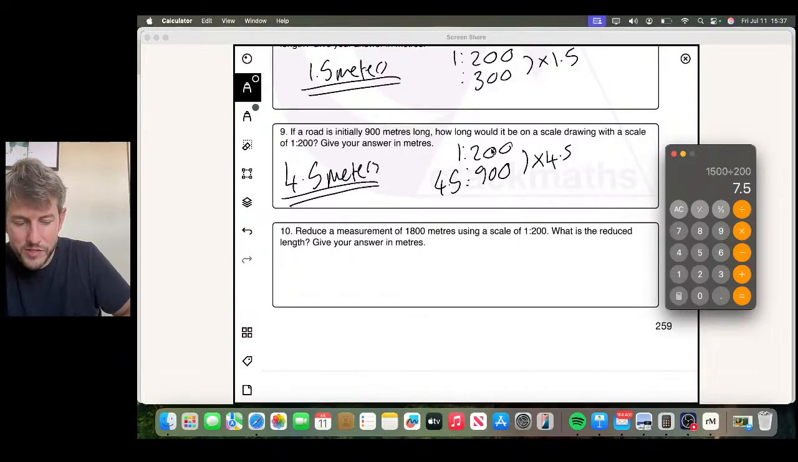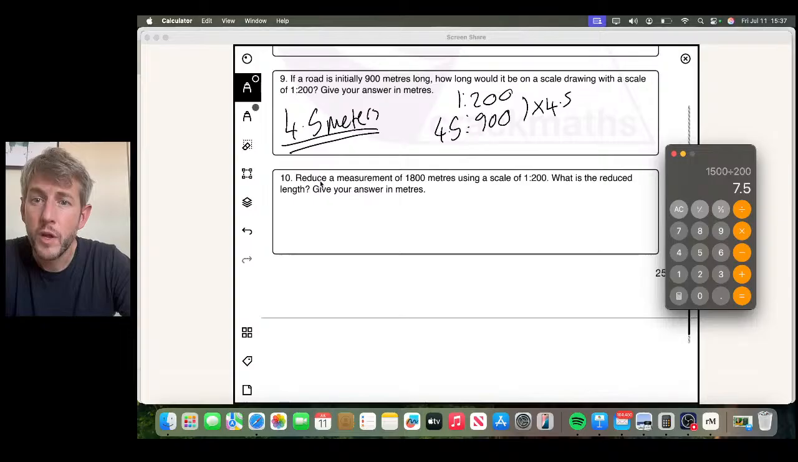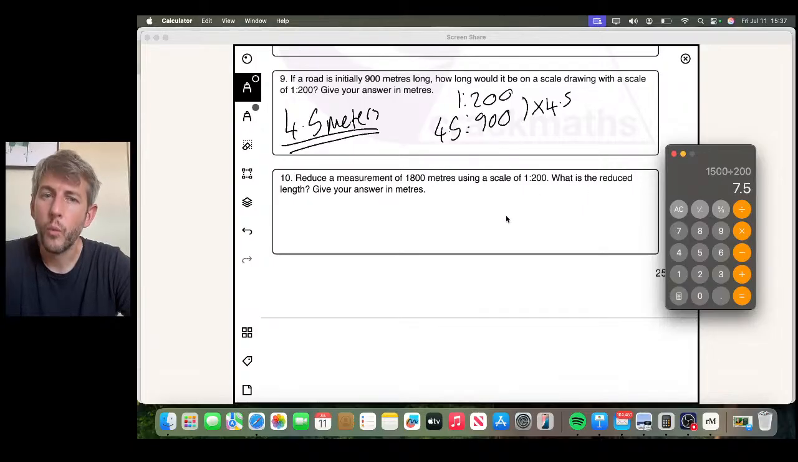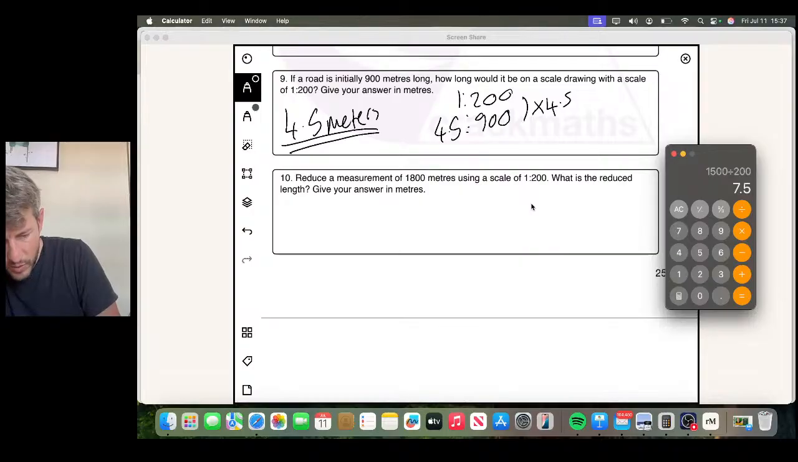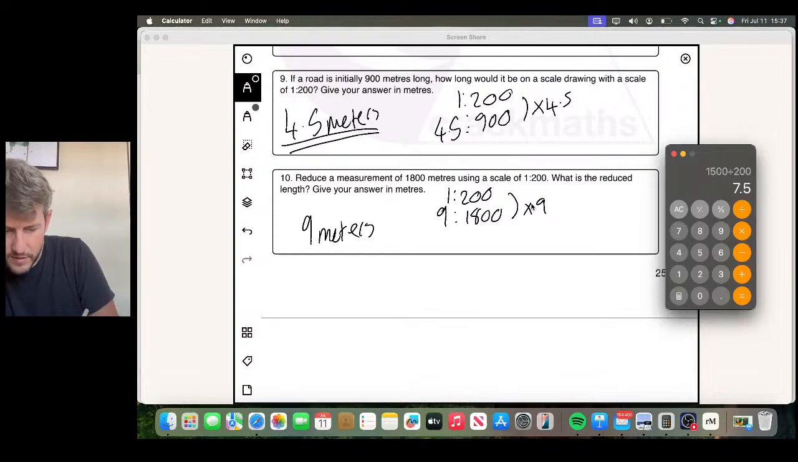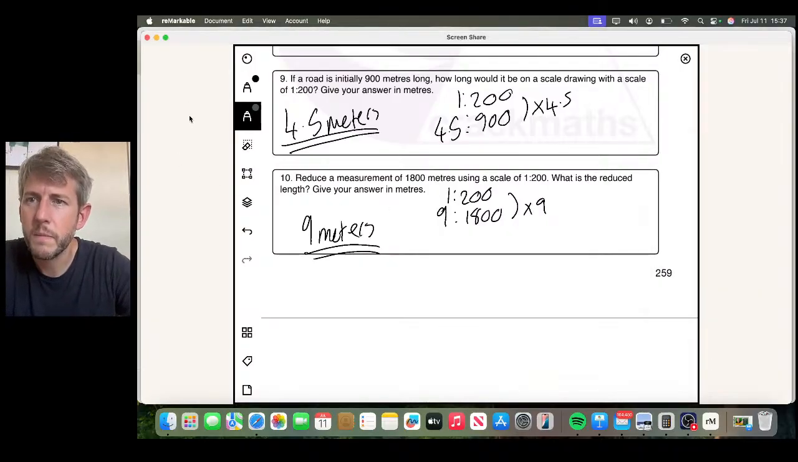Okay, right. Question 10. Reduce a measurement of 1,800 meters using a scale of 1 to 200. What is the reduced length? Give your answer in meters. Okay, so 1 to 200 is something to 1,800. I know that that is times 9, so it'll be 9 times that. Okay, so it's going to be 9 meters. Okay, right. Let's get these marked.